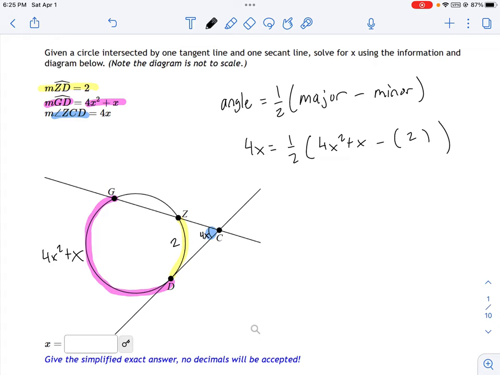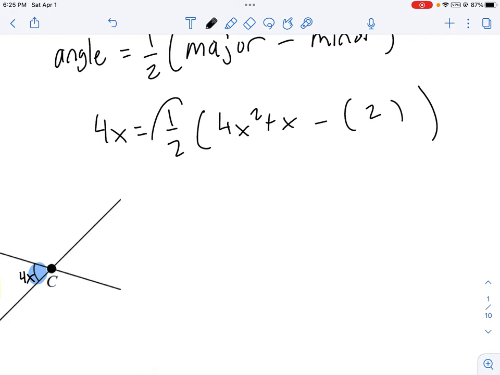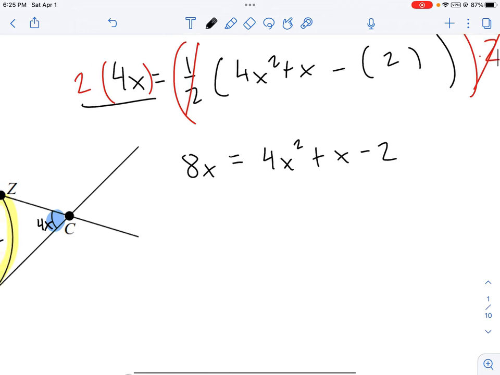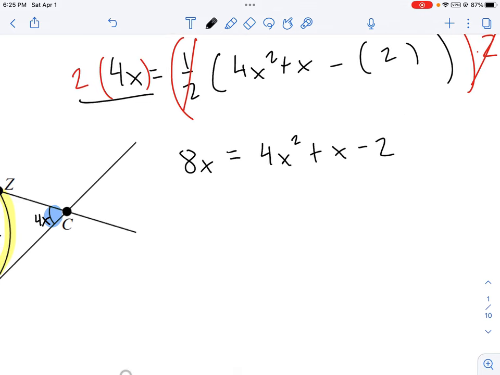Now it's just a matter of simplifying. First thing I would do is, I personally don't like working with this 1/2, especially since I know that 1/2 is not going to go in evenly to everything there. So I'm going to multiply both sides by 2. When you multiply both sides by 2, that 2 and the 1/2 are going to cancel with each other. So then we're left with 8x on the left side equals 4x squared plus x minus 2 on the right side. Now this makes it a lot easier to deal with. There are no more fractions, and now you're good to solve.